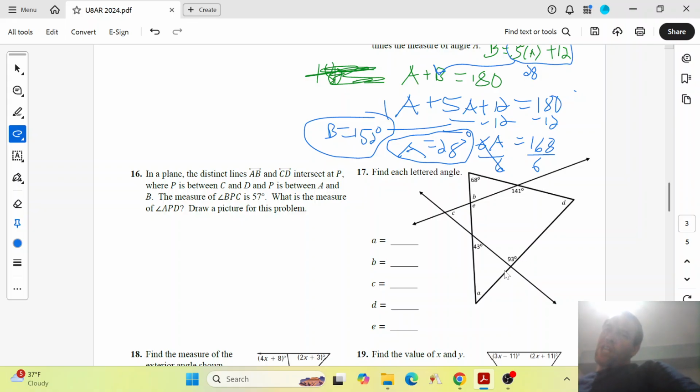Well, this looks like a straight line. And so if that's a straight line, then we have 180 minus 93. And so if we minus 93, then we get 87. Not a little a, but just this angle right here is going to be 87. And so if that's 87 there, because those add up together, now we can do 180 minus 43 minus 87.